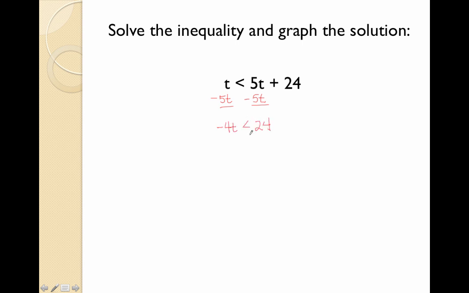Okay, so remember, when I am dividing by a negative number, dividing or multiplying, I have to flip my inequality. So my t now becomes greater than negative 6. I divided by a negative number, therefore my inequality will flip. So I am greater than negative 6, so I am open circle again, going to the right towards 0.